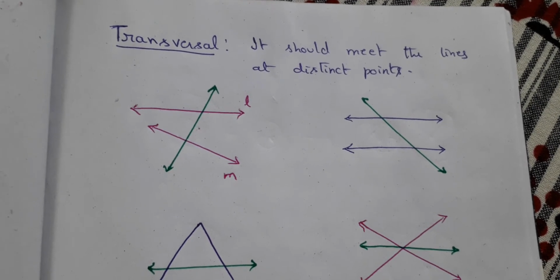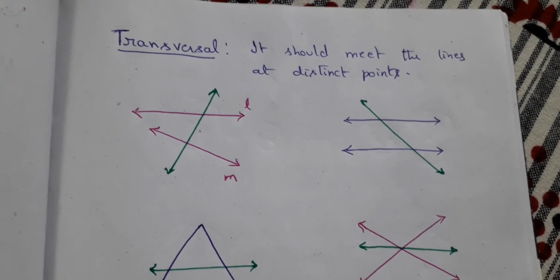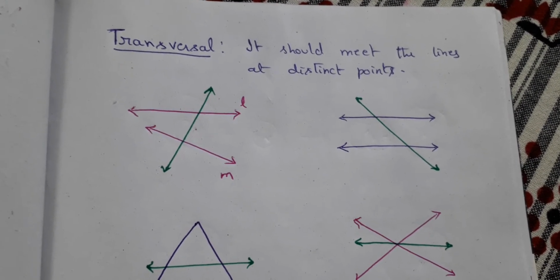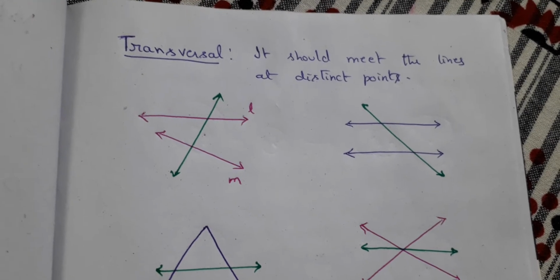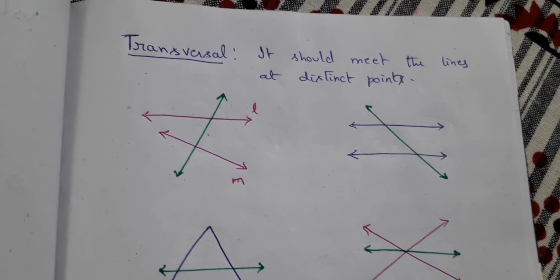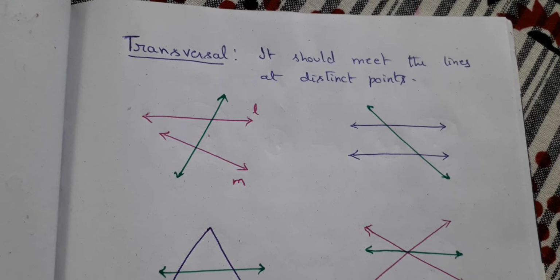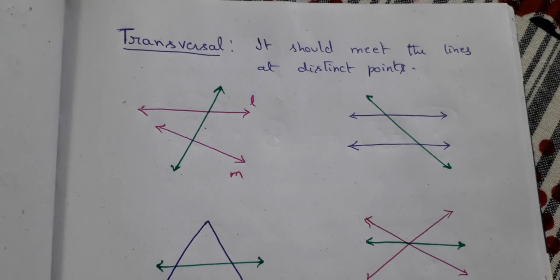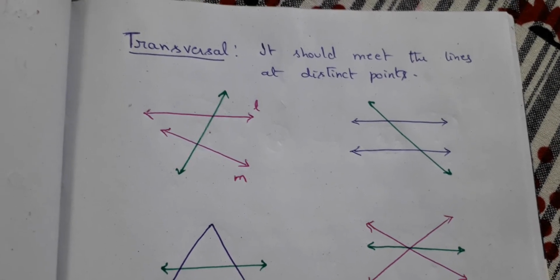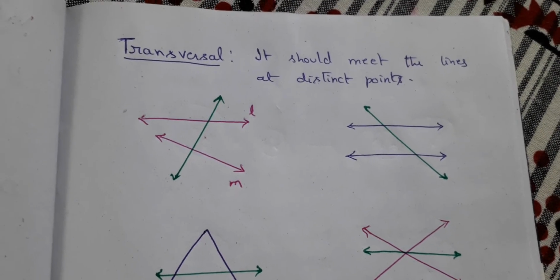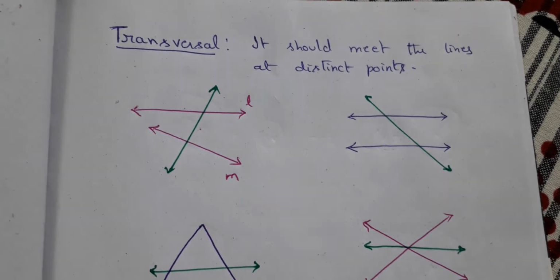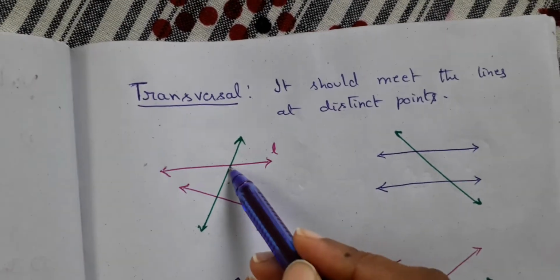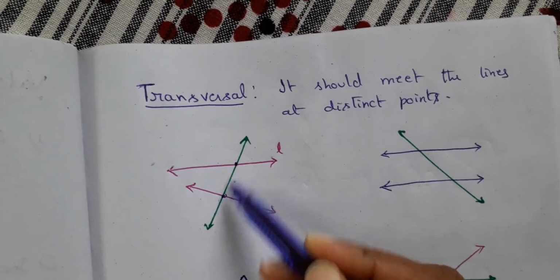Transversal. See, when a line meets a set of lines, not necessarily only two, maybe three, four, five, whatever it is, at distinct points, meaning at different points, then that line is called a transversal. So it should meet the lines at distinct points. From the examples given here, this is a transversal. Why? Because it is meeting the two lines at two distinct points.